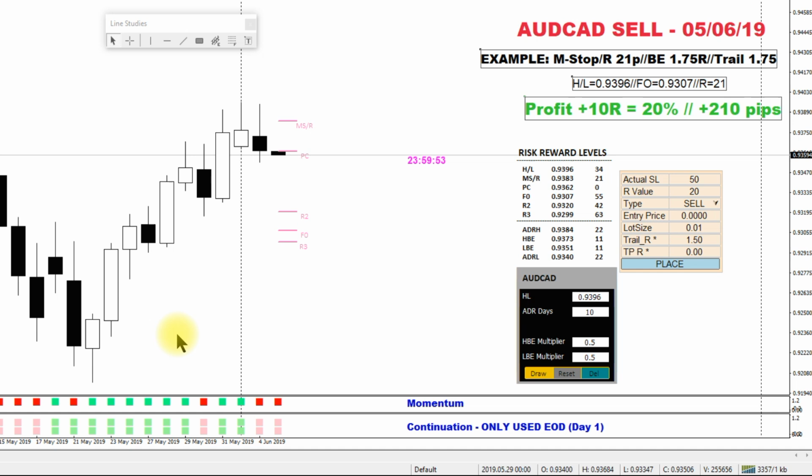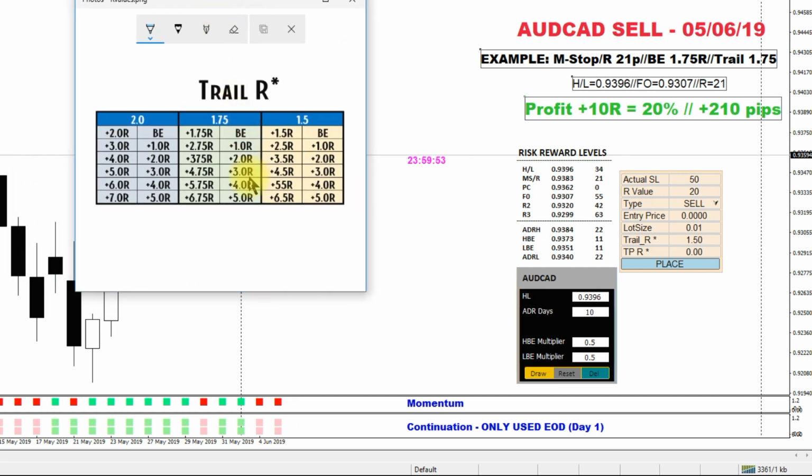This is the second example we're going to use on the AUDCAD, and this time we're going to use a trail of 1.75R. We already know that our risk reward is 21, so we're going to use this column here. So when, say, price comes down to 4.75R, our stop will be 3R.